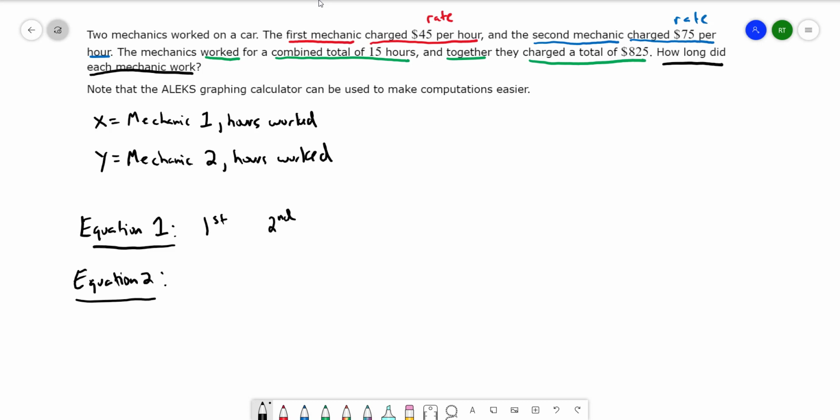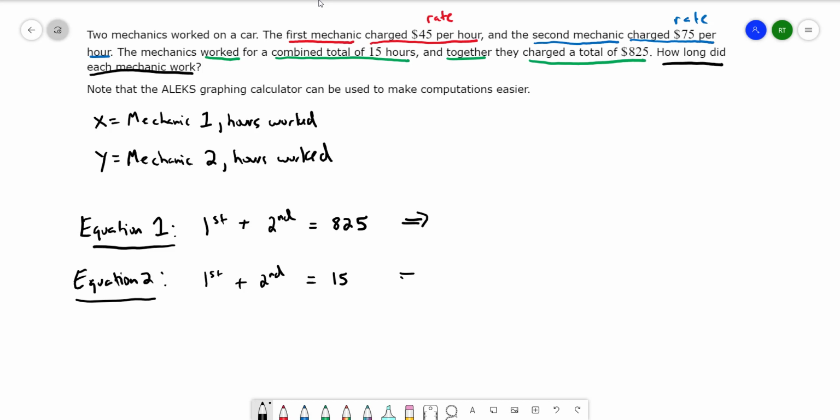In the third sentence it says the mechanics worked a combined total of 15 hours, but I'm going to look at this piece here. Together they charged a total of $825. So if I add the first mechanic plus the second mechanic, whatever they charged was $825. And in equation 2, they told us the mechanics worked a combined total of 15 hours, the first and second mechanic together.